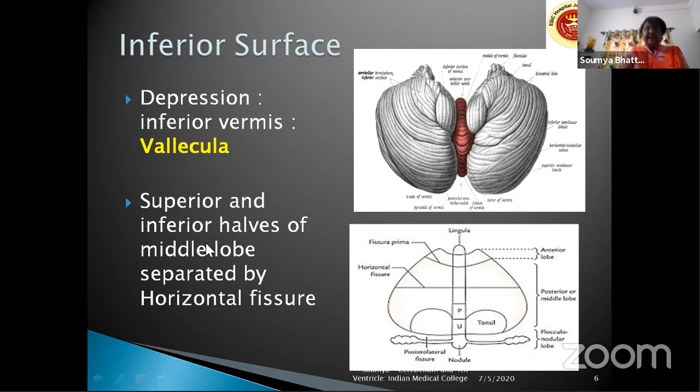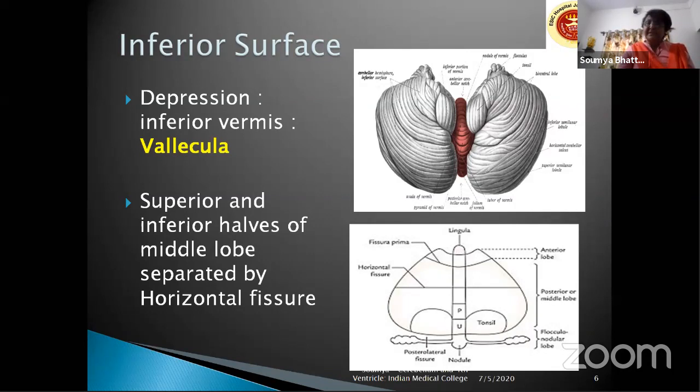So the superior and inferior halves of middle lobe is entirely separated by the horizontal fissure. That is why I have said that the horizontal fissure cuts through the entire aspect of the cerebellum. Therefore, it is very easy. When you hold it, your examiner will ask you to identify the anterior lobe, the fissura prima, the horizontal fissure, the posterior lobe, the posterolateral sulcus, and if your specimen has the flocculonodular lobe, you will be asked to show that to the examiner.